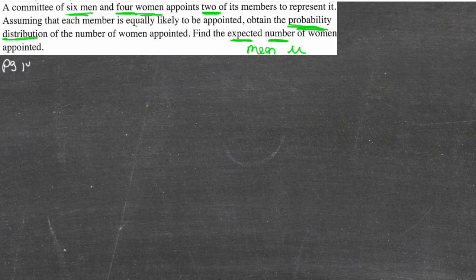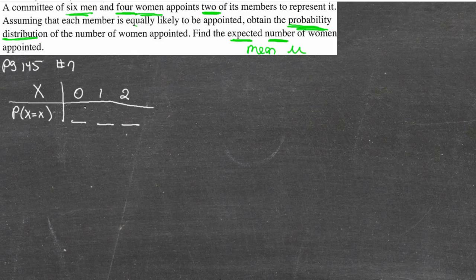So the first thing we're going to do is think about how many different ways women could be selected for this committee. Well, there could be 0 women, there could be 1 woman, or there could be 2 women on the committee. And then all I've got to do now is figure out the probabilities of each one of those things happening.